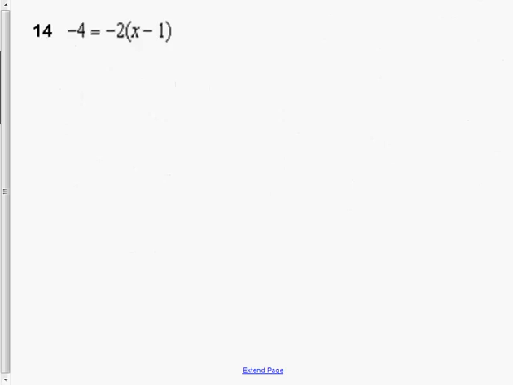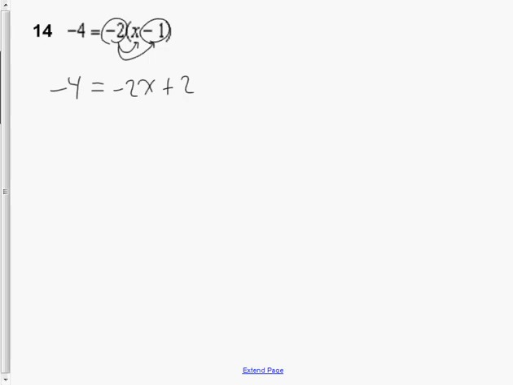The 14th question is distributive property, but a little bit more complex. I put the distributive property on the right, and I have a negative 2x minus 1. So with expansion, you would have negative 2x and plus 2, because a negative 2 times a negative 1 is a positive 2. Over here you'd have negative 4.